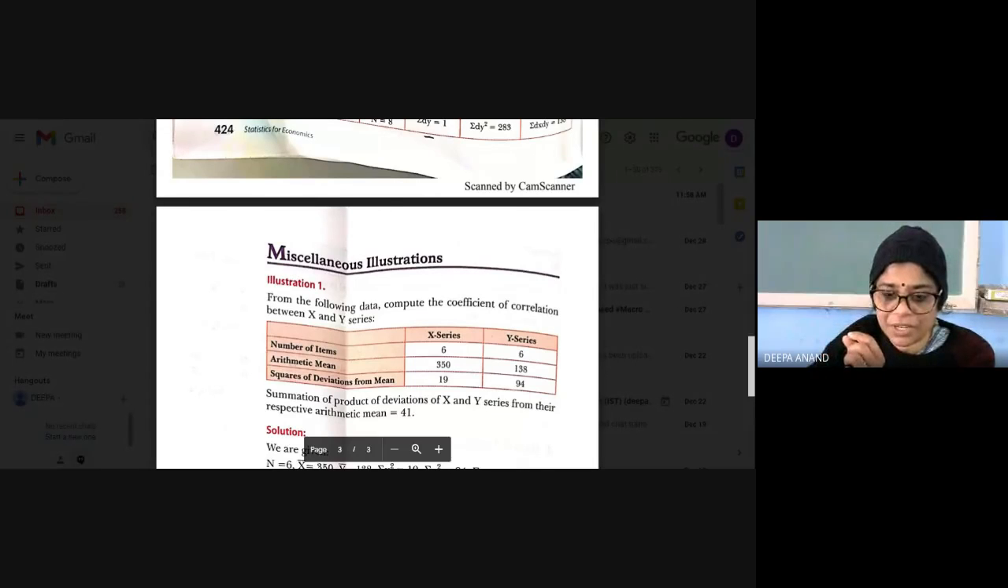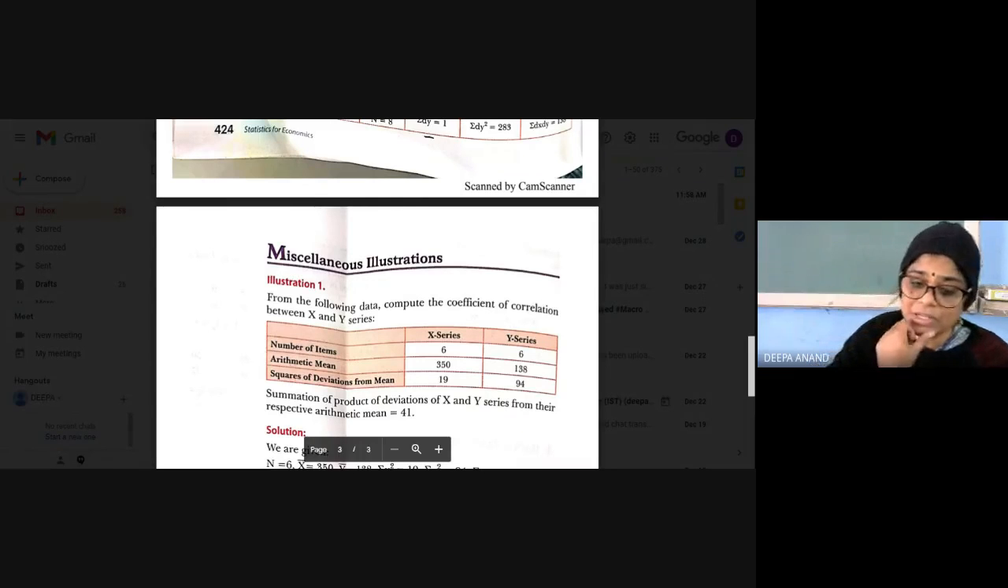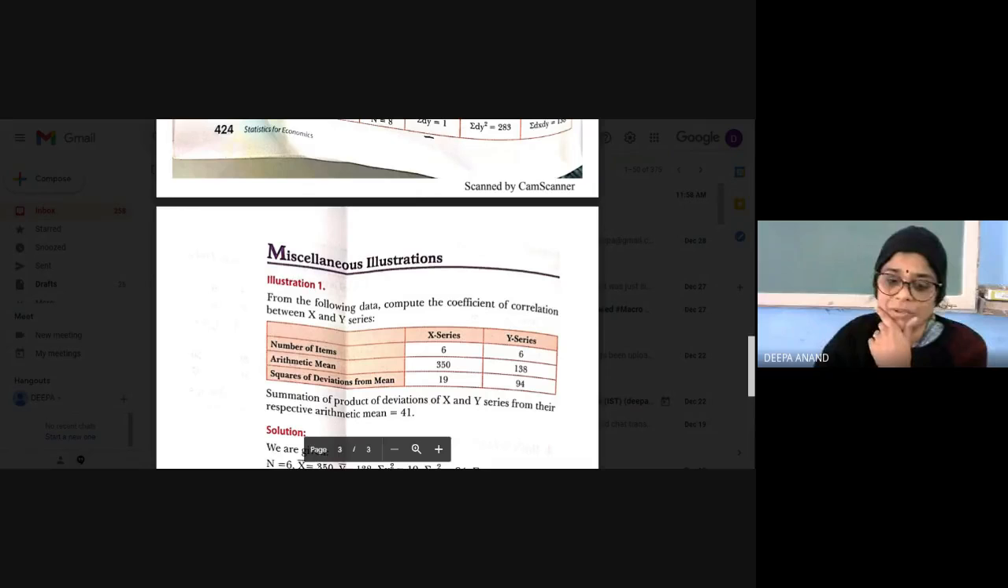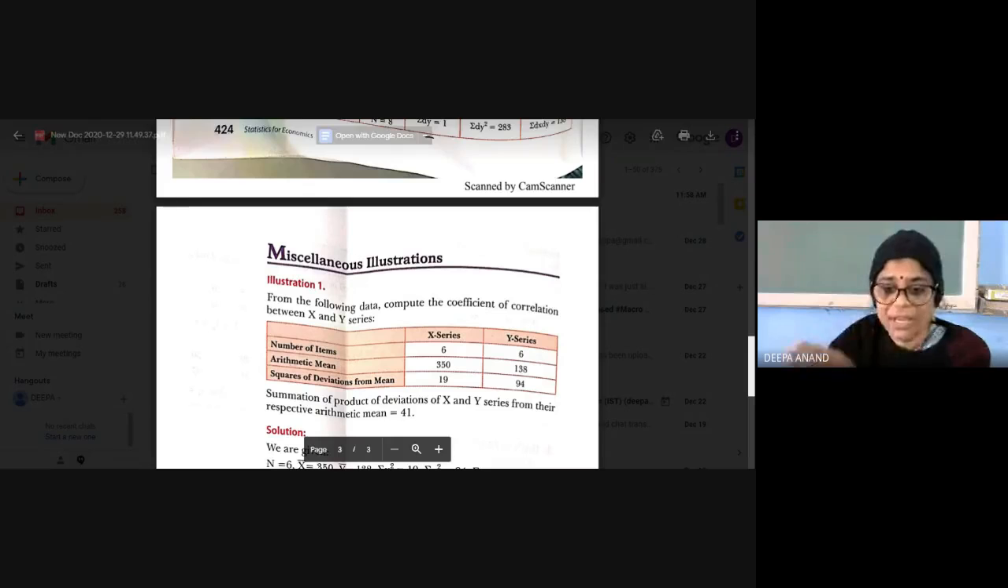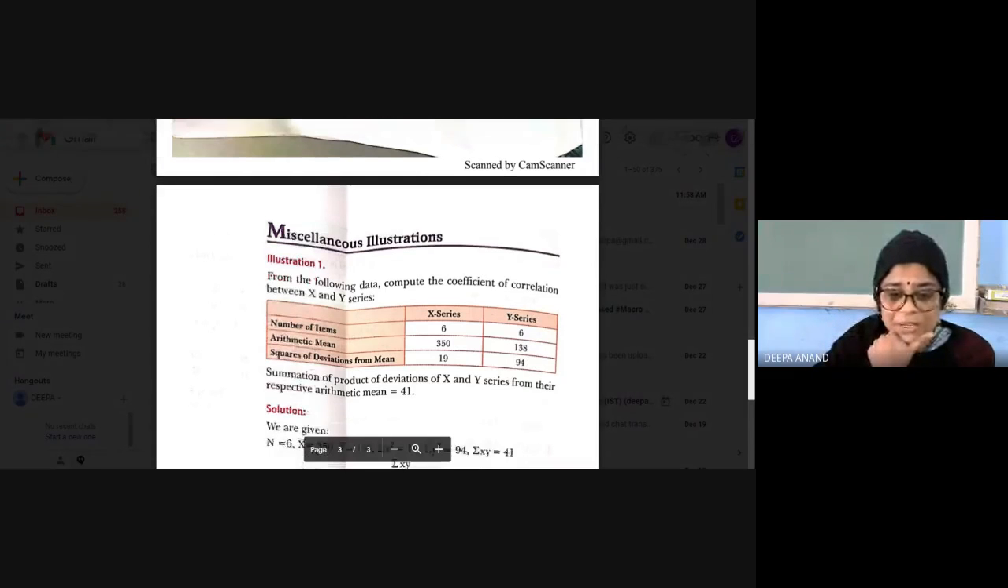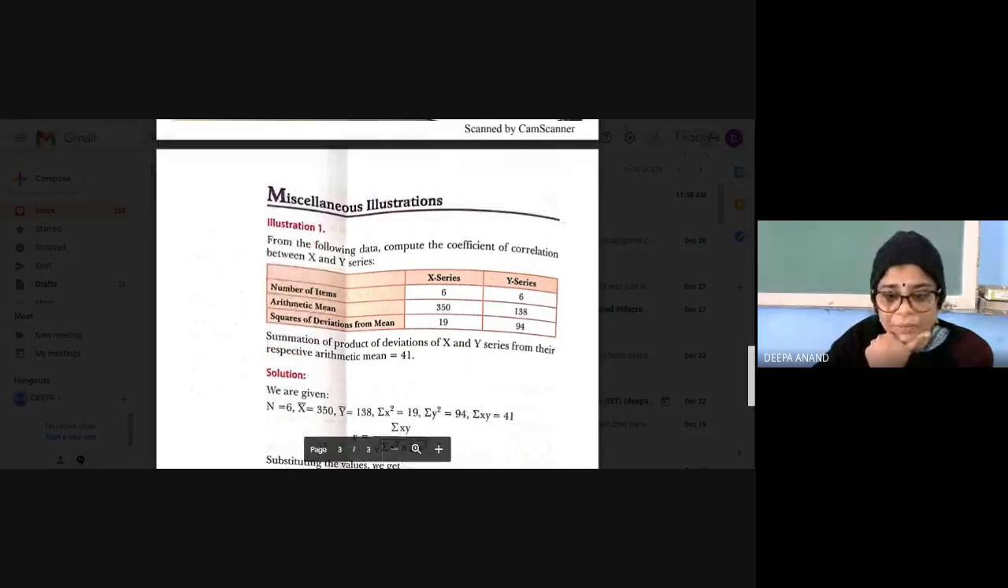You know, there are many things like sigma x square, sigma y square, then sigma xy. All these things are the components in the formula. So the summation of product of deviation of x and y series from their respective arithmetic means is 41. So the deviation given is 41.